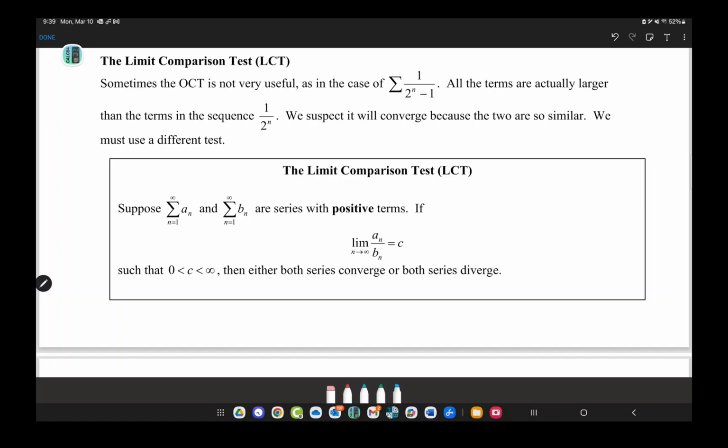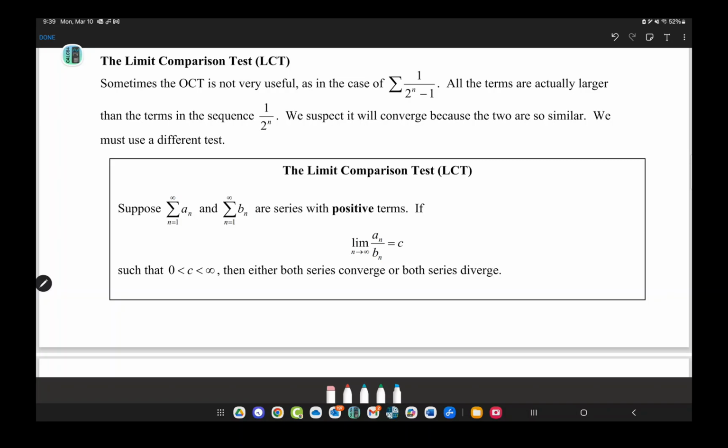So the issue comes with this one right here. If we try to use the OCT for this, is 1 over 2 to the n less than or greater than 1 over 2 to the n minus 1? Remember, when is it greater? It's when your denominator is smaller. So 1 over 2 to the n would be less than 1 over 2 to the n minus 1. So in this case, your a would be less than b, right? So a is less than b.